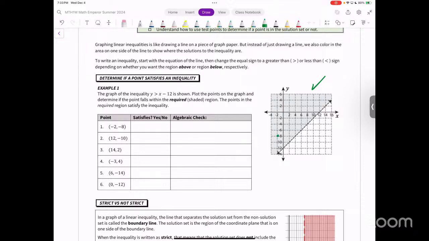That's right. So Jess, we're going to do an algebraic checkup. So how are we going to do an algebraic checkup? My y is -8, right? And then x minus 12 is -8 minus 12, which is -20. -8 is greater than -20. Make sense?